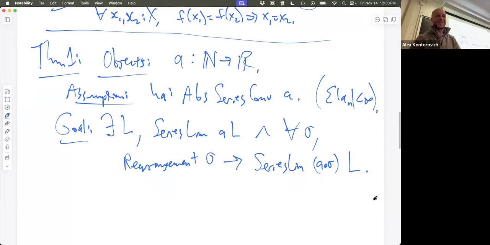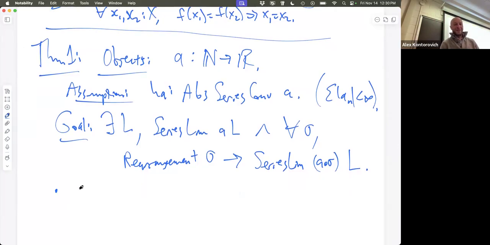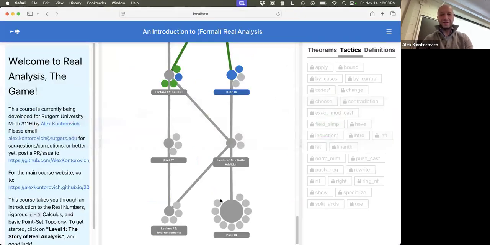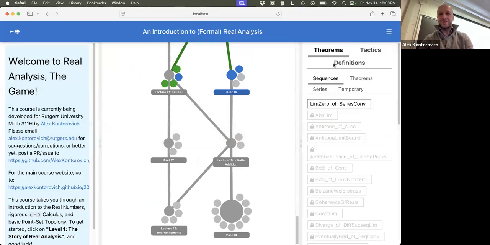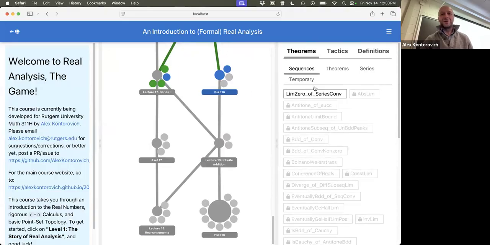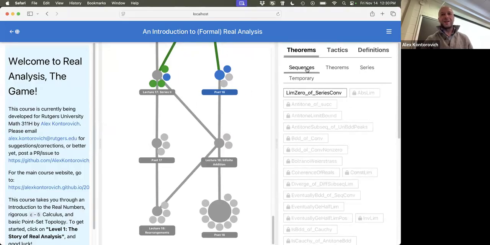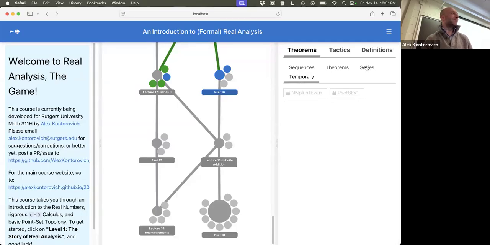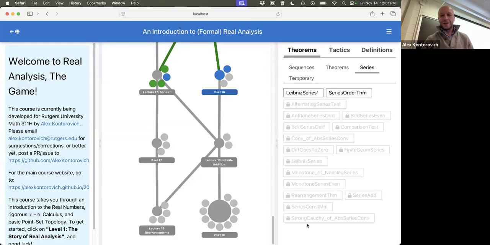Akil. Exactly. So what was that called? Maybe abs series conv of series conv or something? Let's see. Theorems about, oh, I tried to organize the theorems because this list of theorems was just getting insane. So I tried to organize them by whether they're about sequences, or just general theorems, or something temporary that we don't need to keep around, or something about series. So this is called converges of absolute series converges.